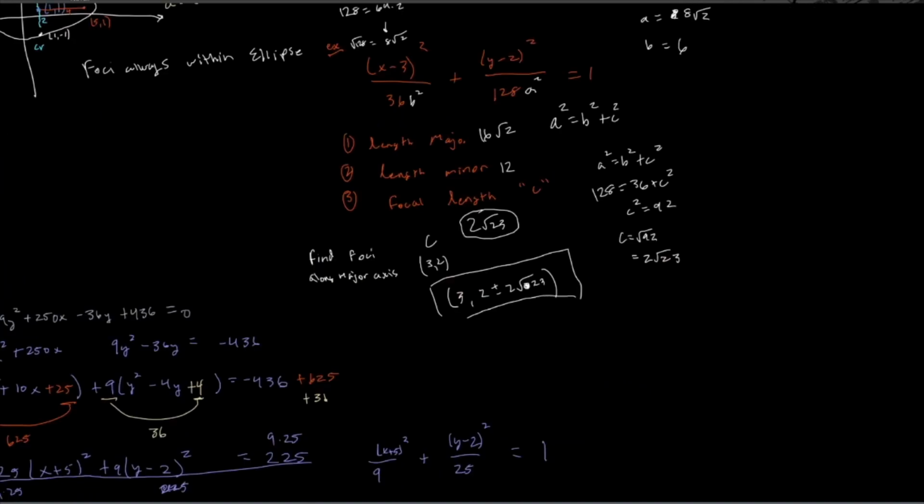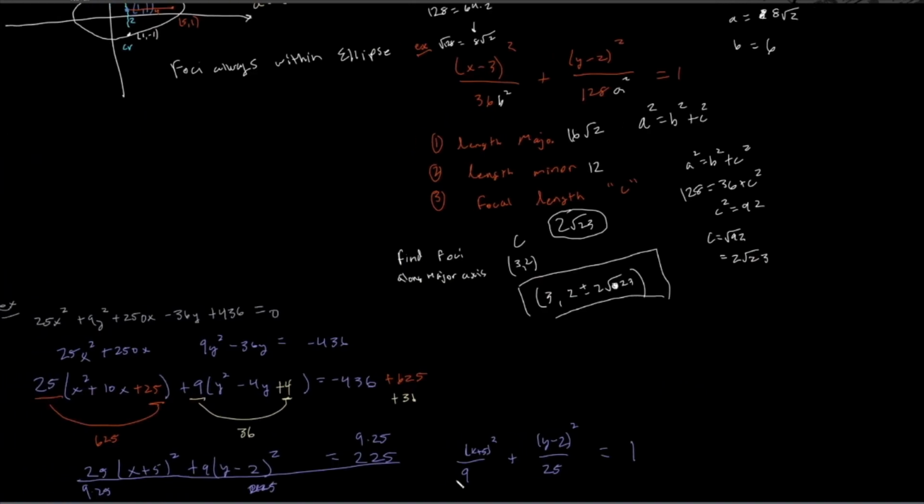It's going to be small, but here it is. x plus 5 squared quantity over 9 plus y minus 2 quantity squared divided by 25 equals 1. And from this, we could tell everything about the ellipse, right? Any questions with this process? You guys know how to complete the square.